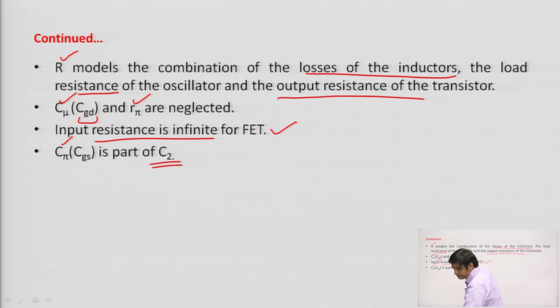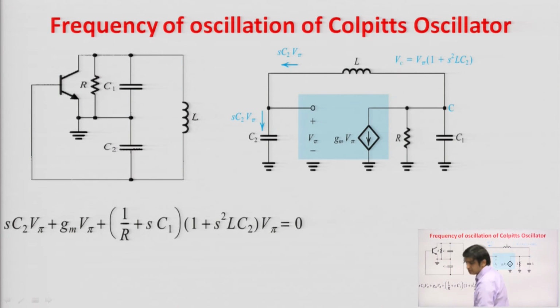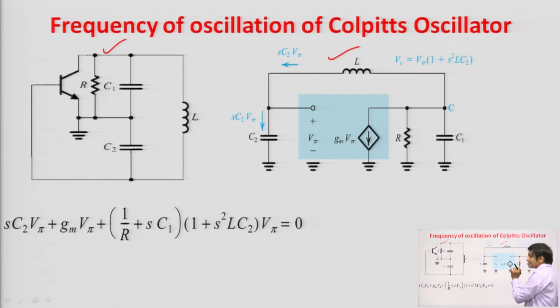Now, come to the equivalent circuit of the Colpitts oscillator. This is your Colpitts oscillator, and the right hand side circuit is its equivalent circuit. In the equivalent circuit you can see that R pi has been neglected, because R pi is very large and it is connected in parallel. When two impedances are connected in parallel, the higher one can be neglected. That is why R pi is neglected, since R pi is very large.